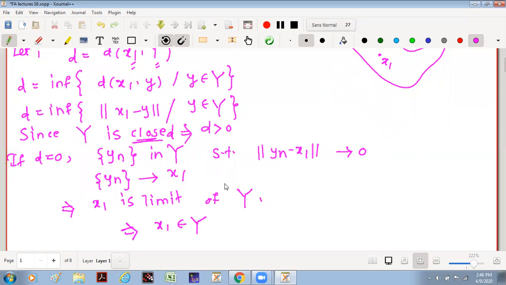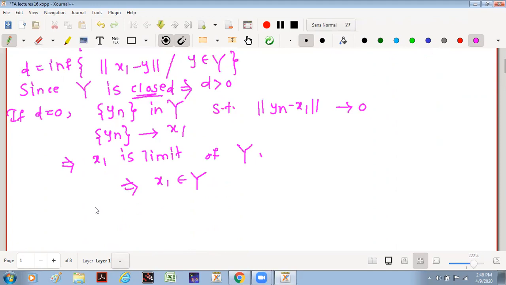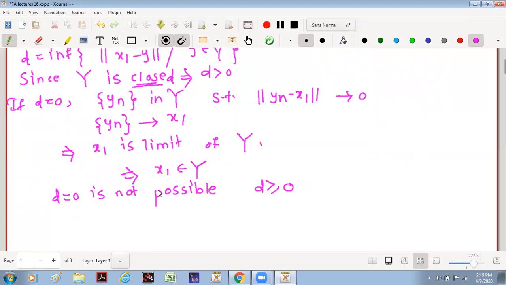But we have initially taken this vector x1 in x, not in y. That is, it is in the y complement. Therefore d equal to 0 is not possible. And as d is a distance, we know it is either greater than or equal to 0. We are saying equal to 0 is not possible. Therefore the only possibility remaining is d is greater than 0. Therefore, as the subset y is closed, d is greater than 0.